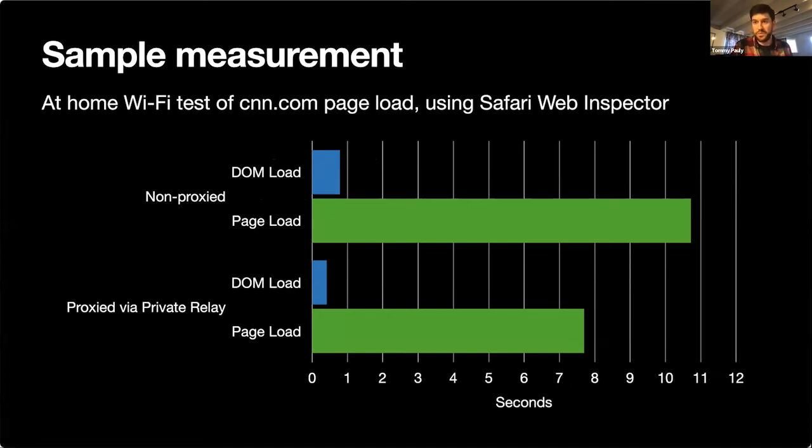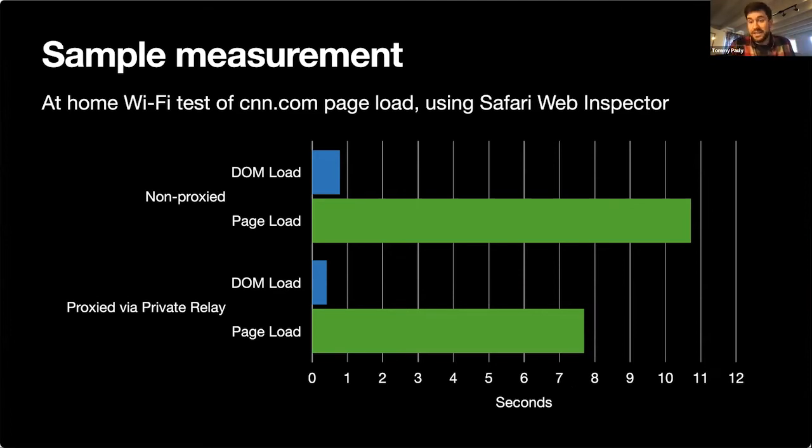And so that's one of the reasons we're focusing on these types of protecting browsers to start with. These numbers are just an example that I ran on my home Wi-Fi on my MacBook Pro. I just loaded CNN.com once with our proxies and once without.